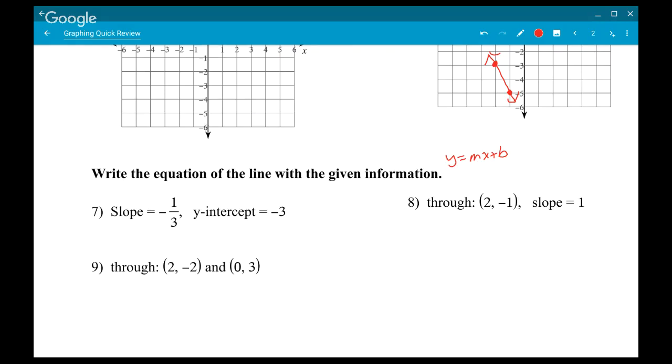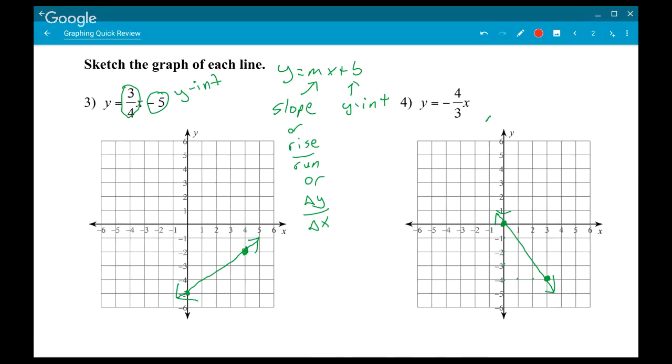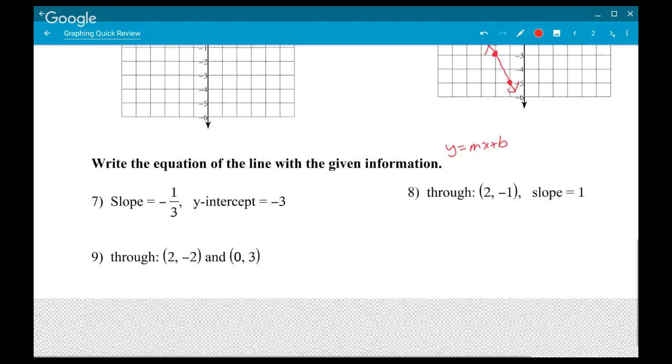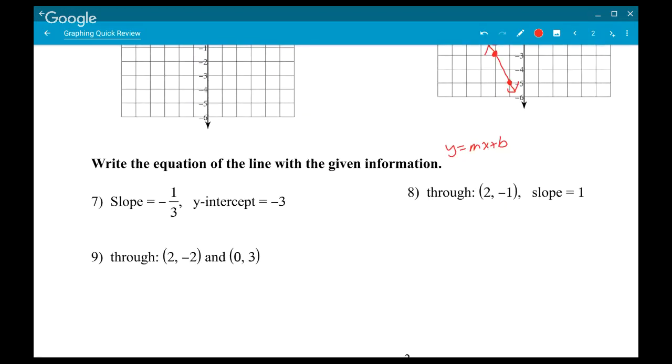Slope intercept form specifically gives you the y-intercept, as we noted up here. So if you have the y-intercept, I would use slope intercept form. If you don't have the y-intercept, don't use slope intercept form. For the first one, I have the y-intercept. My form says y equals mx plus b, m is slope, b is y-intercept. All I'm going to do is plug them in. I literally just put the slope in for m, and I just put in the y-intercept for b. That was it. There was really nothing else to do there.